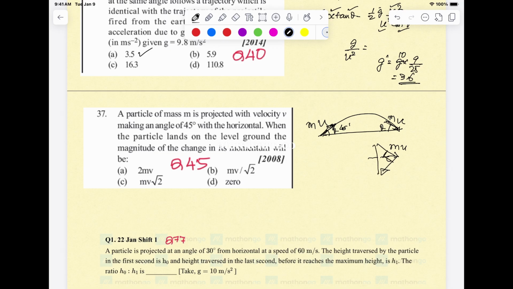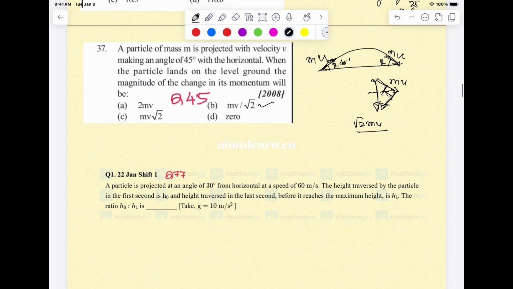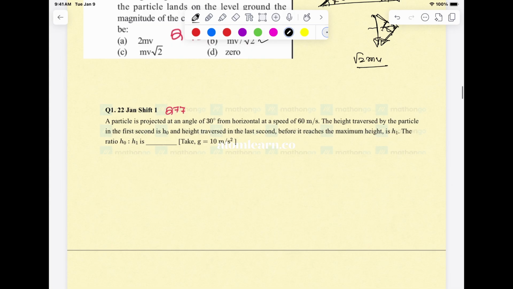Therefore, then what should be the answer? This is now the change in momentum. This plus this is this. What they are asking is, what is the change in momentum? Therefore, this now being 90 degrees, this should be equal to root 2 mu. That must be the answer. In this case, now u is equal to v, therefore tick this. Go to the next question.